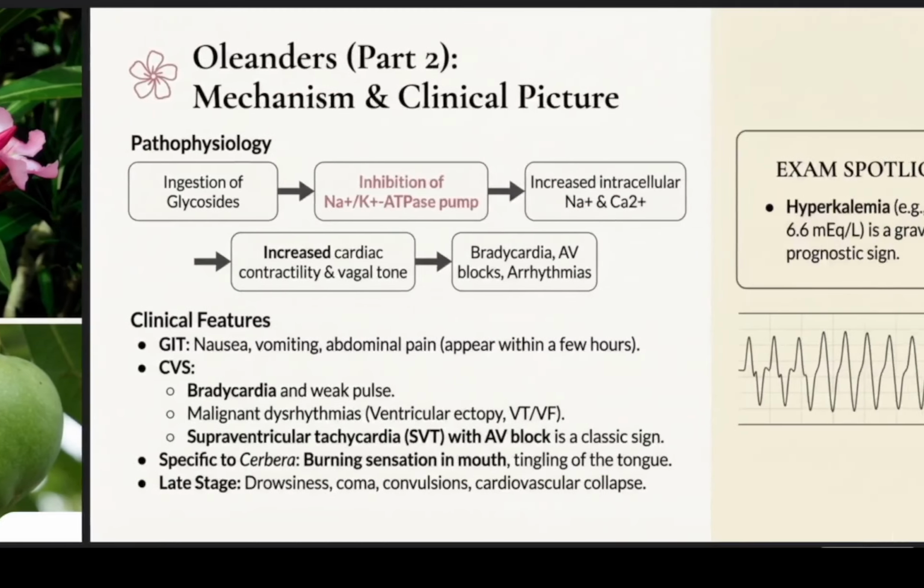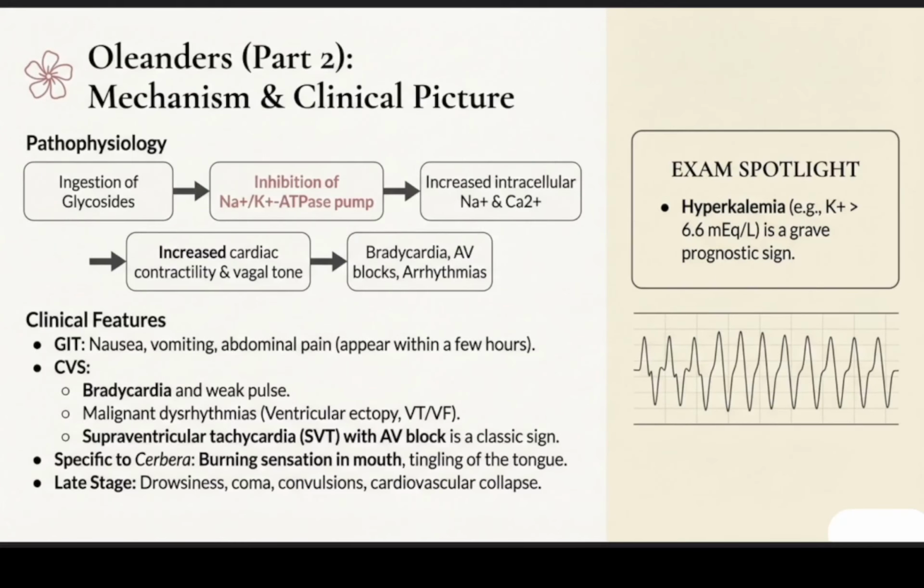Next one, what exactly happens? In the case of oleander, when we ingest the glycosides, there is going to be inhibition of the sodium-potassium ATPase pump, and because of that, increased intracellular sodium and calcium. Because of that, increased cardiac contractility and vagal tone occur, which lead to bradycardia, atrioventricular blocks as well as arrhythmias. Apart from that, they lead to nausea, vomiting, abdominal pain, and it can appear within a few hours of ingestion. Bradycardia and weak pulse, very important to remember.